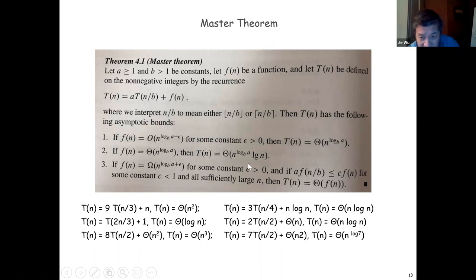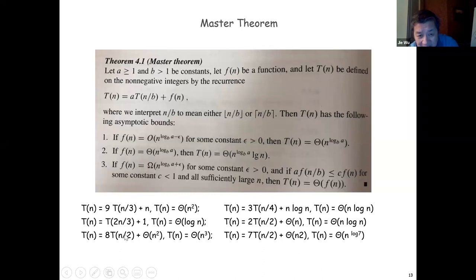The third situation is a little bit more complex, and you have to check a certain condition. I'm not going to go through this, just show you some examples. For example, if you have T(n) equals 9 T(n/3) plus n, then based on the master theorem this equals n squared. If you change it a little bit, like T(2n/3) plus a constant, then it's log n. You see that?